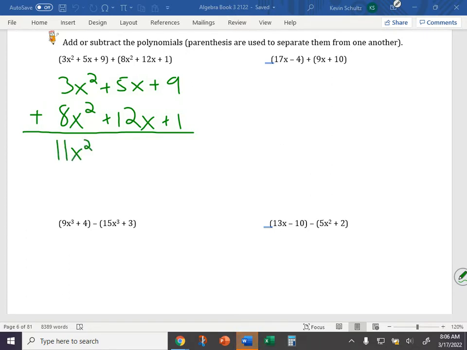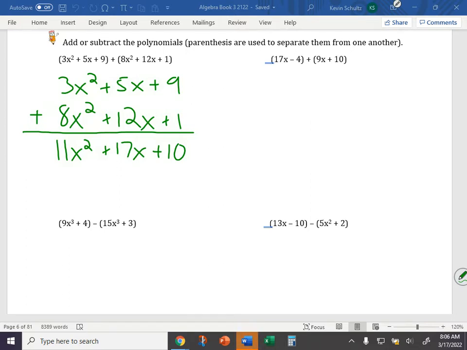What if it's a 3 and a 2? Then you could. That's why we align the like terms, right? If this was x cubed and x squared, then we would not be able to add them. Correct. Okay. 5x plus 12x, 17x, and 9 plus 1, 10, and we're done. That's it. Yeah. That's it. Alrighty. Okay. That's it.